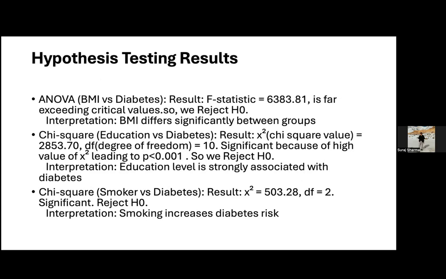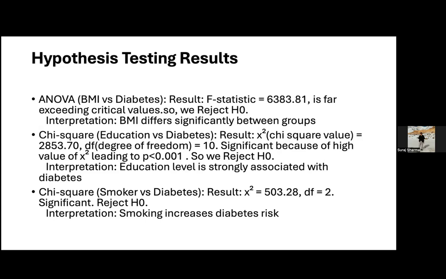Talking about hypothesis testing results, first for the ANOVA test comparing BMI across diabetes groups, we obtained an F statistic of 6,383.81 with a p-value close to 0. At a significance level of 0.05, we reject the null hypothesis. This means that the average BMI is significantly different among people with no diabetes, pre-diabetes, and diabetes.